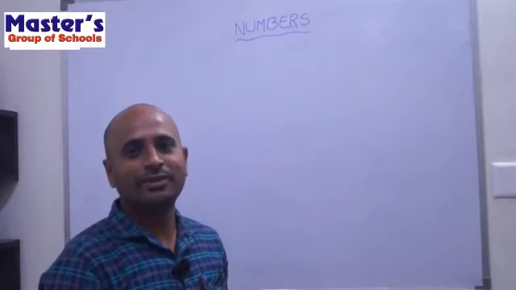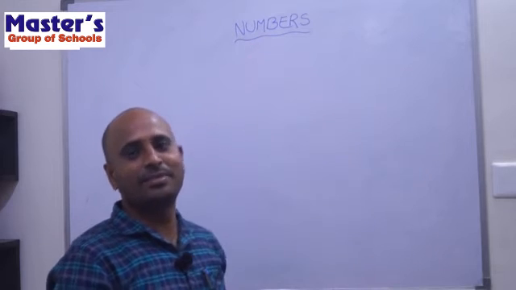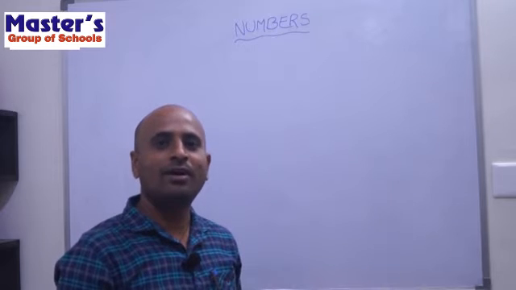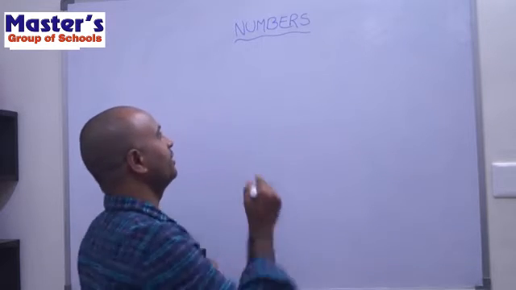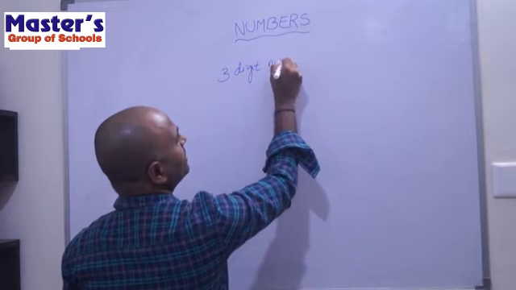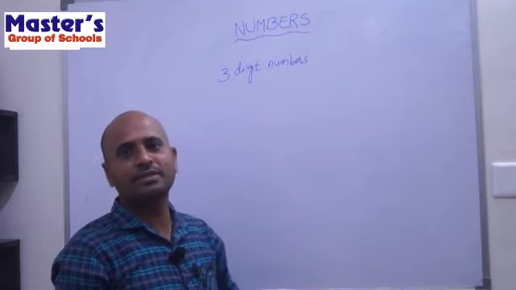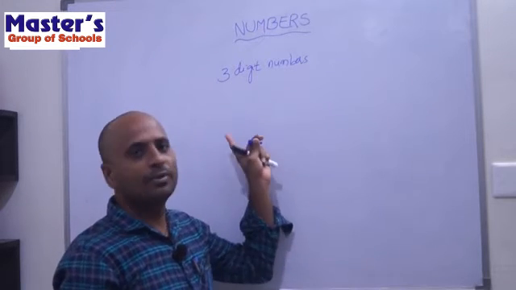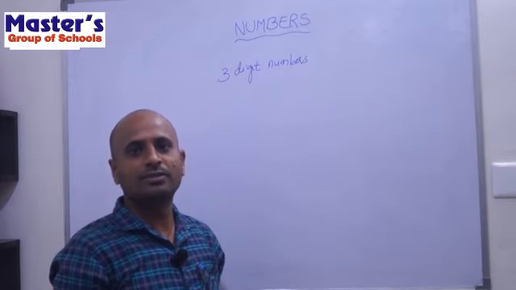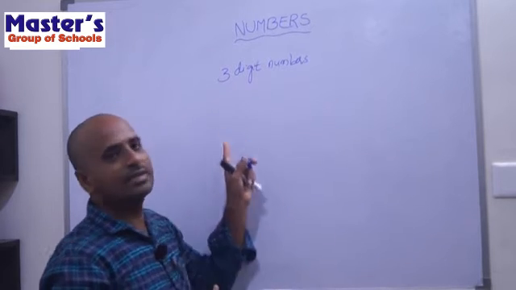So hi children, today we are going to discuss the first chapter, Numbers, in mathematics. In the previous class, that is in third class, we have already dealt with 3-digit numbers. That means how to write the number names of 3-digit numbers and how to write the expanded notation for 3-digit numbers and 4-digit numbers. Let us remember how to write the number names for 3-digit numbers and 4-digit numbers.